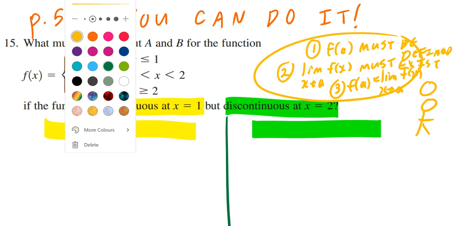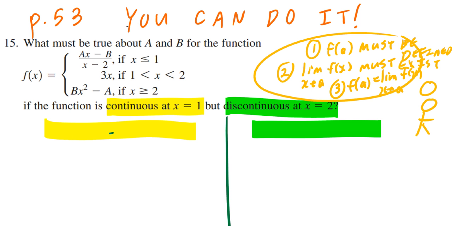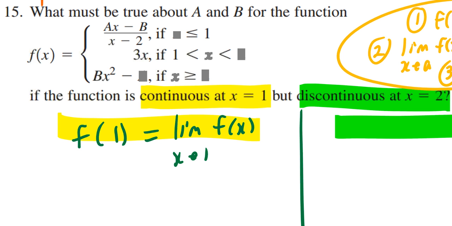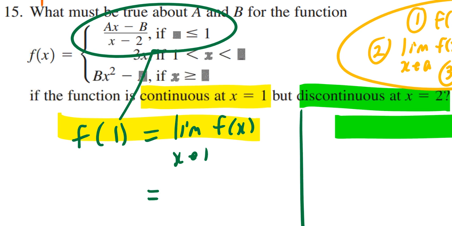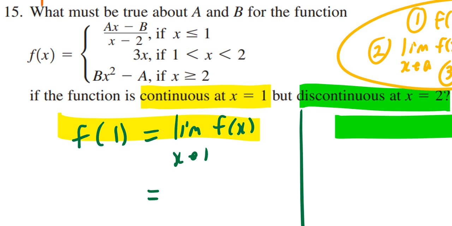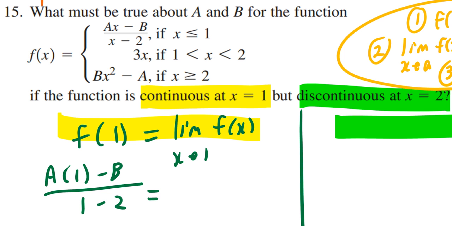So back to the first column. I'm going to go straight to condition number 3, which means f of 1 equals the limit of the function as x is approaching 1. And again, if I zoom in for you, here's the next step. F of 1 means I plug x to be 1 in the first piece of the piecewise function. So in this case, it's going to be a times 1 minus b divided by 1 minus 2.